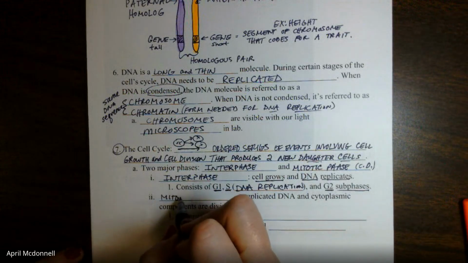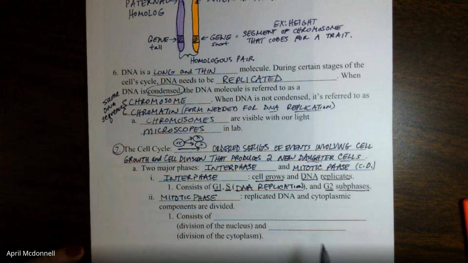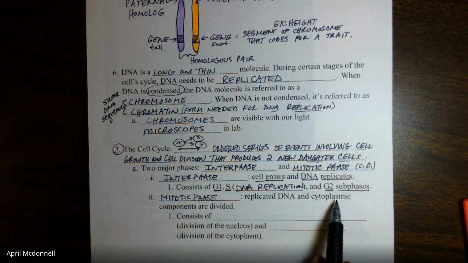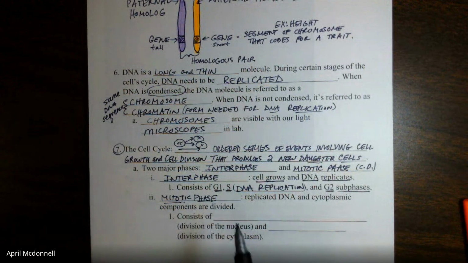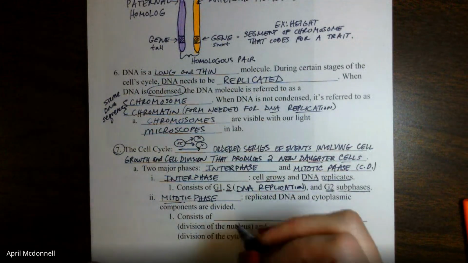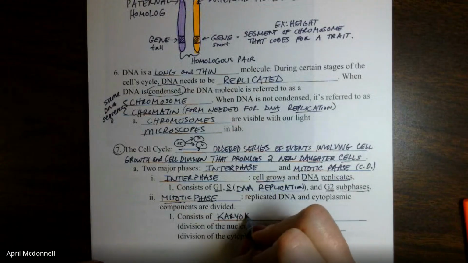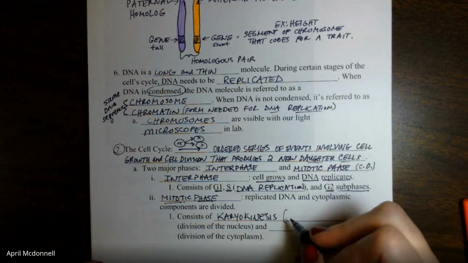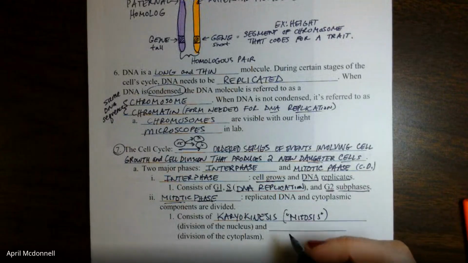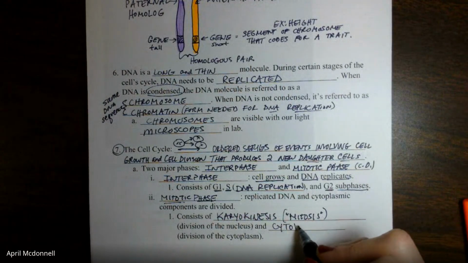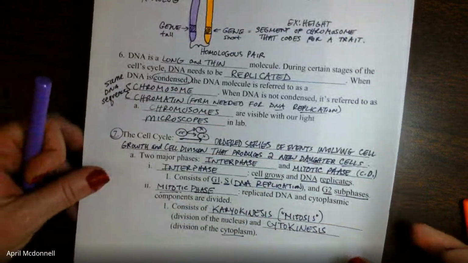During the mitotic phase, when the cell physically begins to divide and separate, the replicated DNA and also the cytoplasm of the cell will be divided. So the mitotic phase consists of two parts called karyokinesis, which is also simply known as mitosis. And the other portion is called cytokinesis, which is going to be division of the cytoplasm.